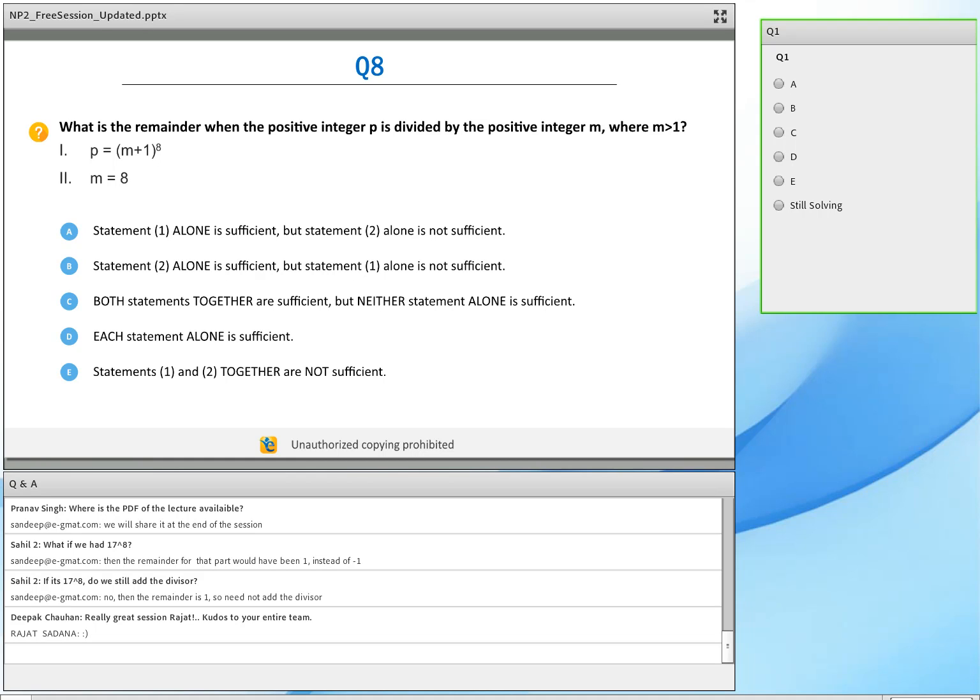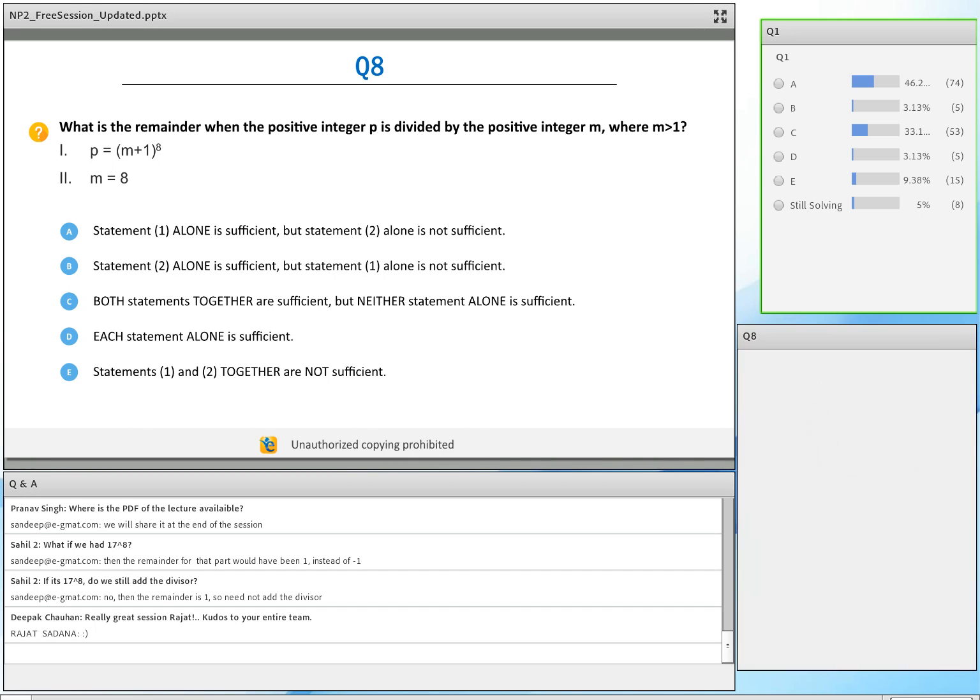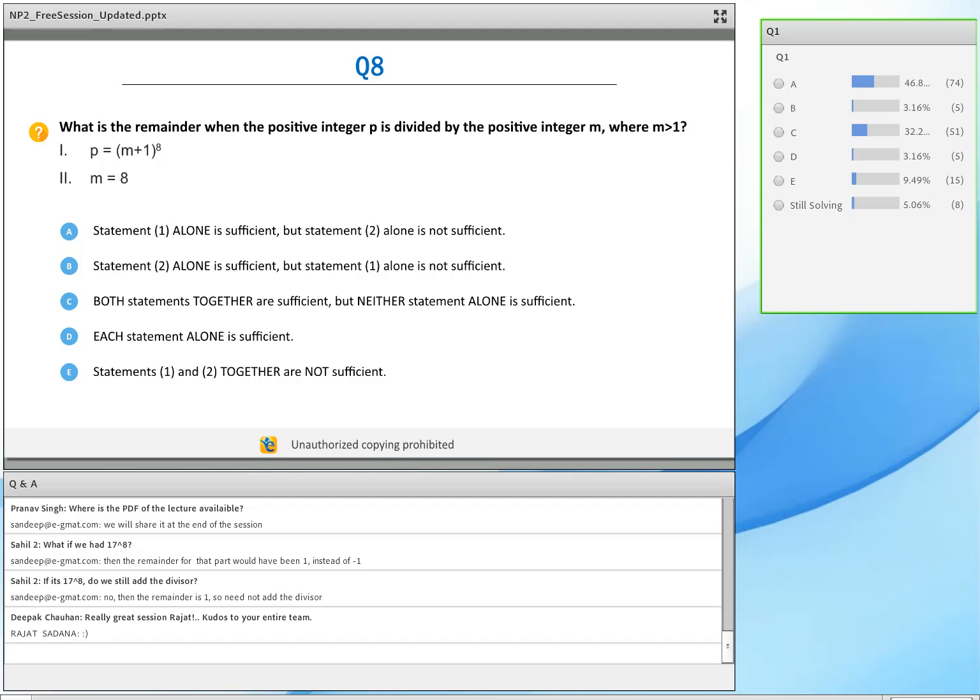Pretty much all of you are done, so let's get to the results. Let me end the poll and broadcast the results. This is how you polled. Now, this is how you polled earlier. Right now, 74 of you have gotten it correct. Choice A is the correct answer. Earlier, only 33 of you had gotten it right, so you can see the improvement over here. Let's see how we'd go about doing this question.